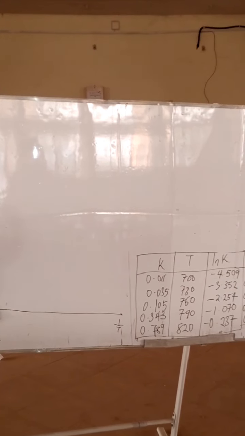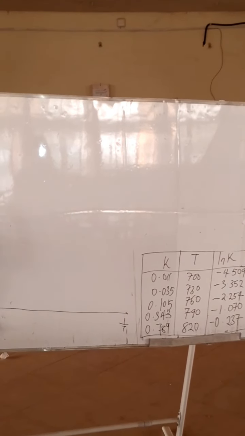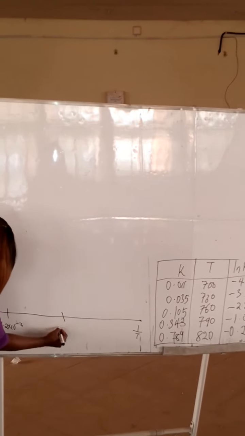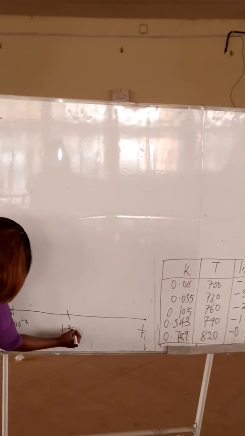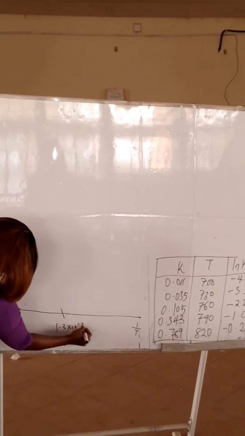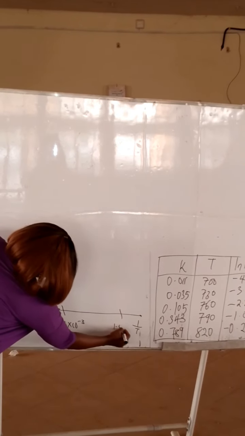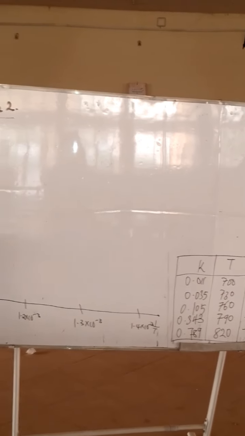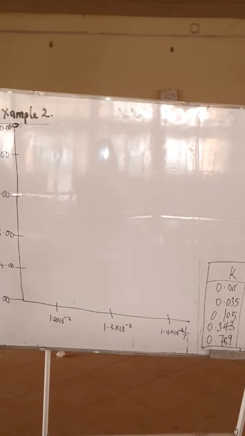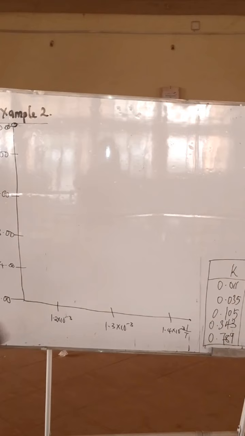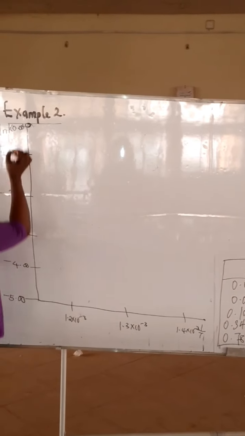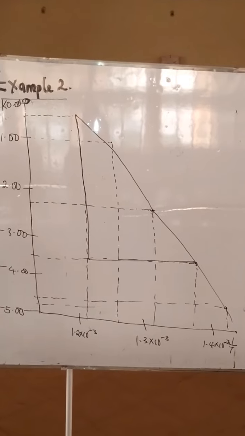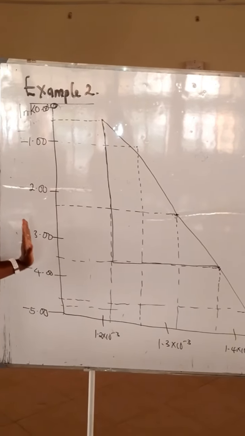Then for the x-axis, because our lowest value there is 1.2 times 10 raised to the power minus 3, we are going to take 1.2 times 10 raised to the power minus 3, 1.3 times 10 raised to the power minus 3, 1.4 times 10 raised to the power minus 3. The first value is 0.23. So we are going to do an arbitrary value from 0. Cool. Now we have plotted the graph.